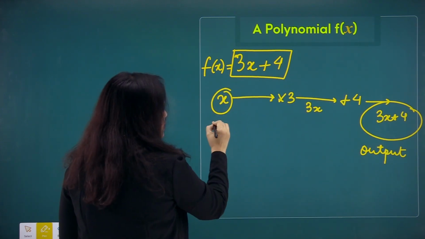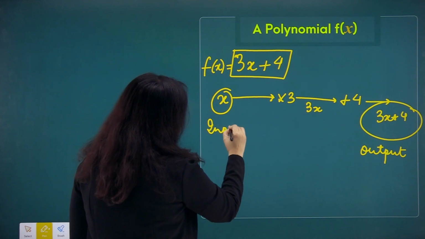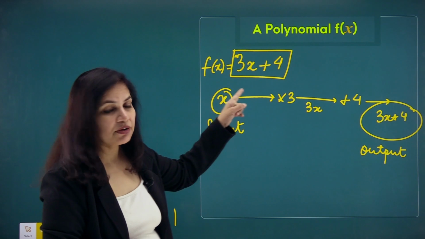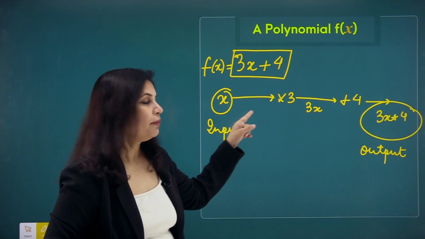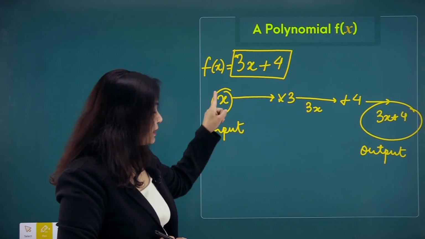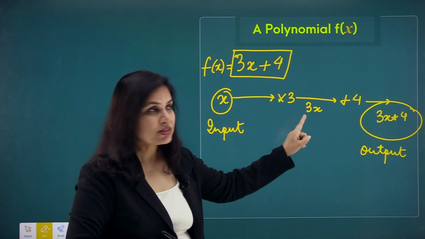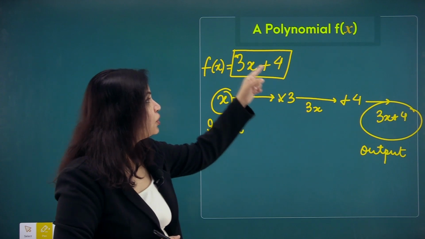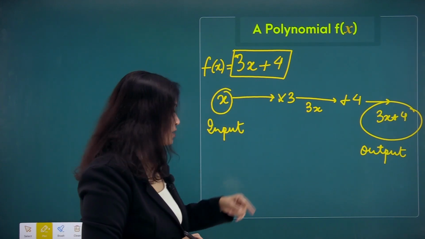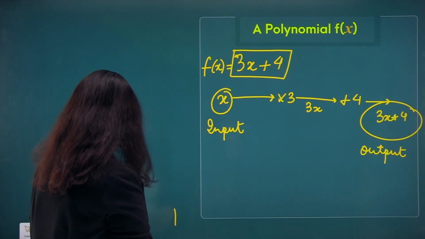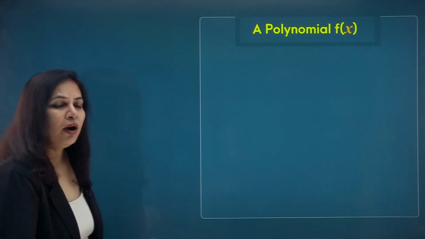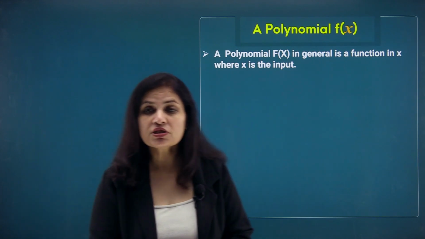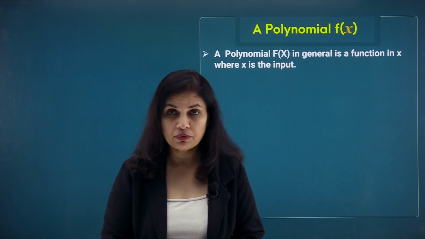This is my final output when the input is x. Since it is a polynomial, we obtain it by taking x as the input and processing it using some mathematical operation and finally getting an output, so we get a function in x. That is why a polynomial is also known as a function in x. A polynomial f(x) in general is defined as a function in x where x is the input.